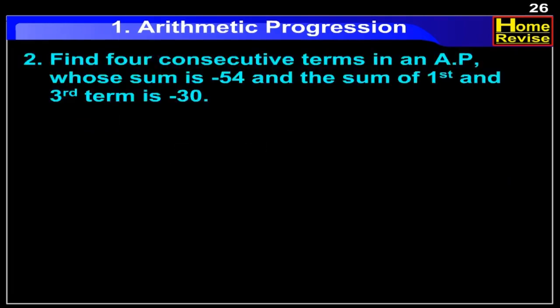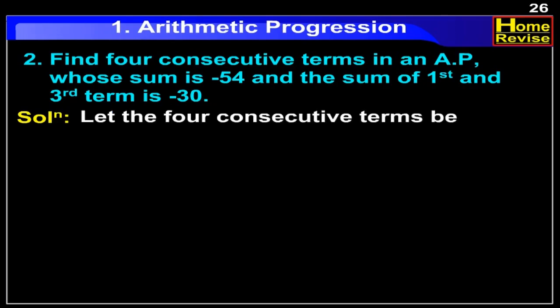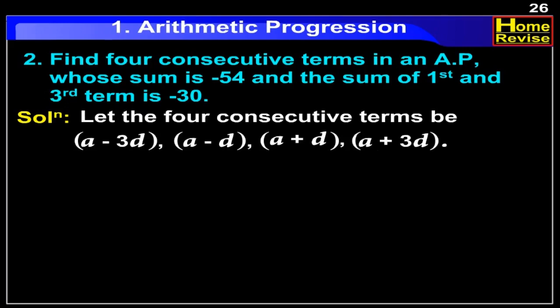Find 4 consecutive terms in an arithmetic progression whose sum is minus 54 and the sum of first and the third term is minus 30. Solution. Let the 4 consecutive terms be a minus 3d, a minus d, a plus d, a plus 3d.